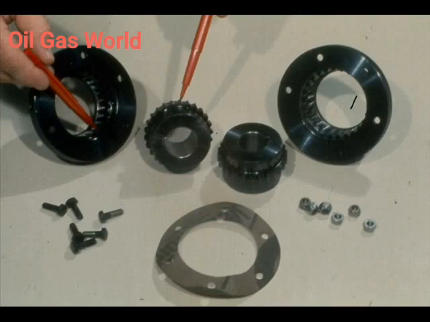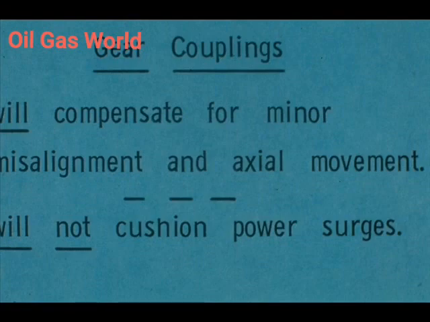This is a gear coupling. It does require lubrication, since there is metal-to-metal contact between the gear teeth on the hubs and the teeth in the bells. However, it does compensate for minor misalignment and for some axial movement of the shaft. A disadvantage is that this type of coupling will not cushion power surges or shock.